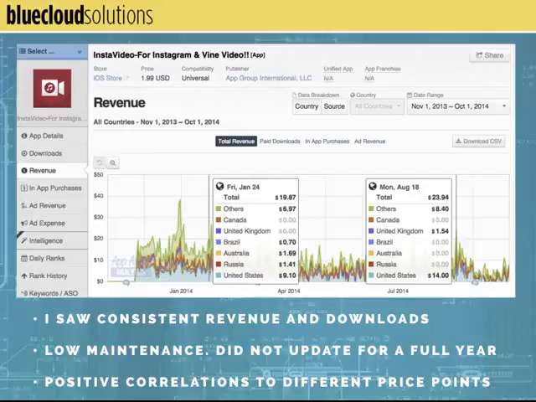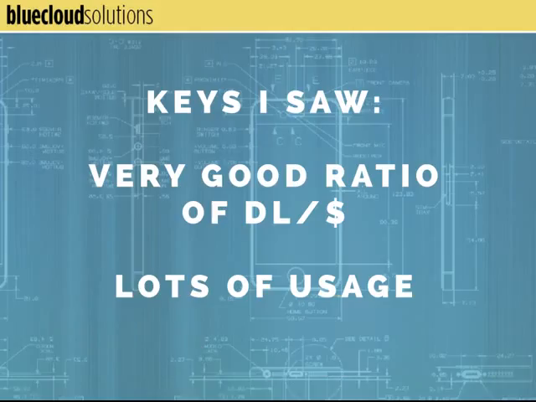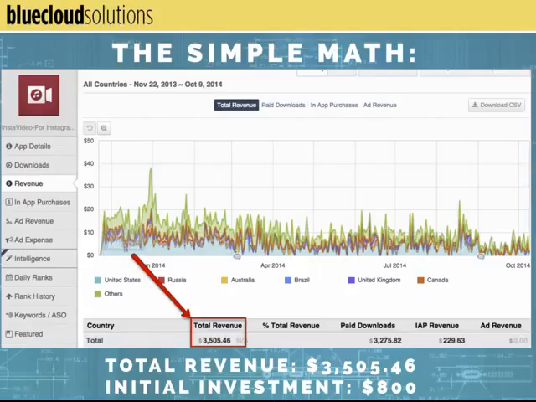And then there's obviously a positive correlation between different price points. The higher the price of the in-app purchase or whatever it may be, you're going to make more money on that. So like I said, one of the keys I saw was a great ratio of downloads to dollars. I saw lots of usage happening. The math kind of speaks for itself.